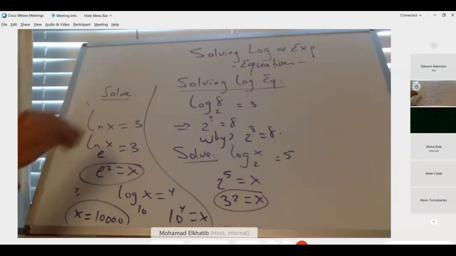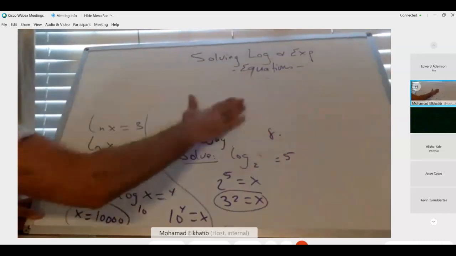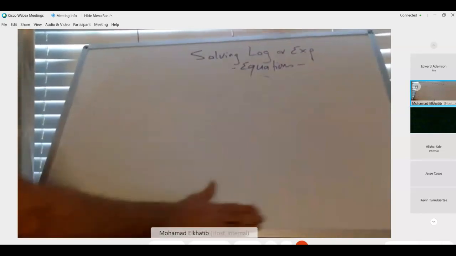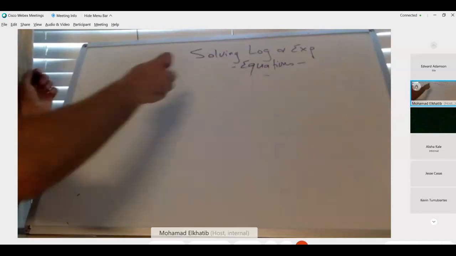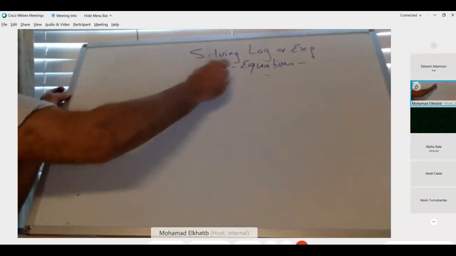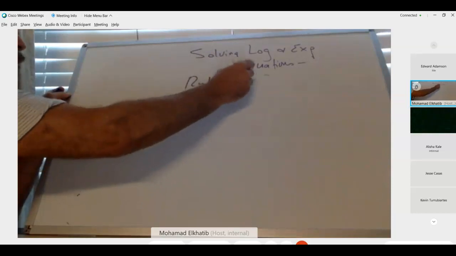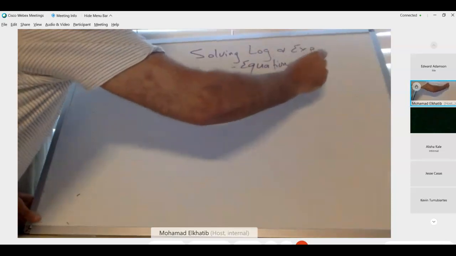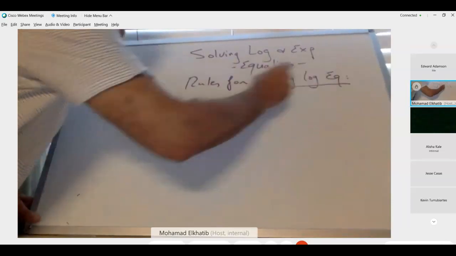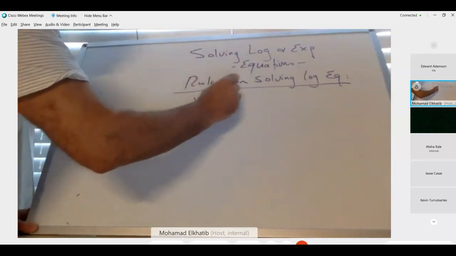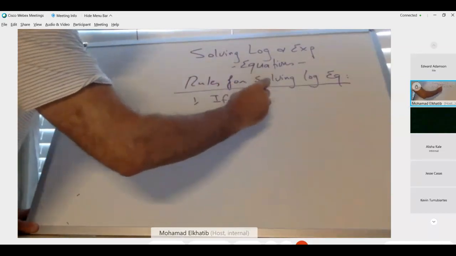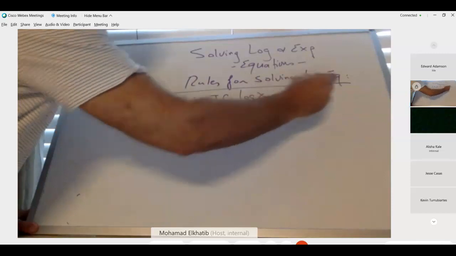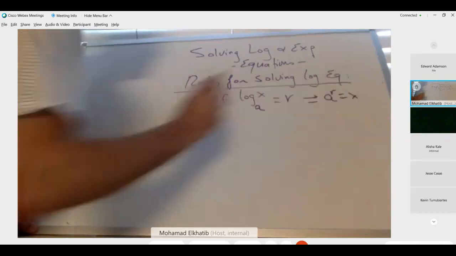Okay, so what I want you to do now is write down the rules. I'm going to give you the rules, and then we're going to show you how to solve logarithmic equations. Here are the rules. These are not in your book, class. These are going to make things easy for you for solving log equations. Rule number 1: if log x base a equals a number r, then it's easy, make a to the power r equals x.